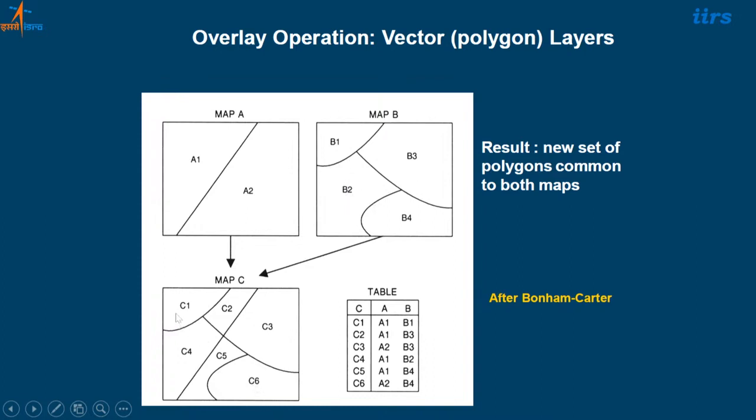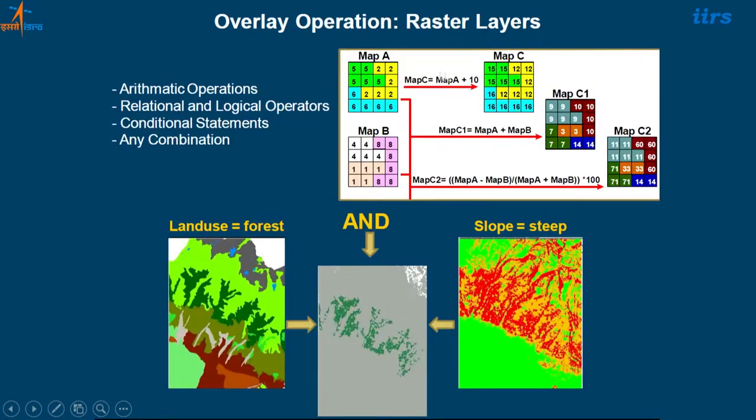Now, what is C1? C1 basically has the first attribute A1 and the second attribute B1. So, C1 has the attributes of both these maps. Similarly, C6 has the attributes from A2, this one, and from B4 here. That way this attribute will be created. Similarly, for the raster, if you can see here, I have map A and map B. So, I can have map C, I can create map A plus 10.